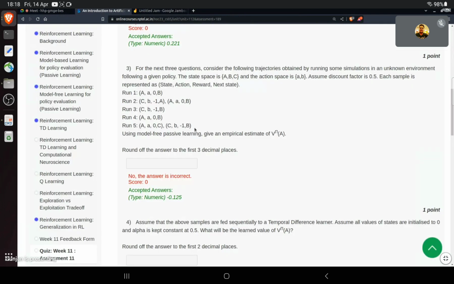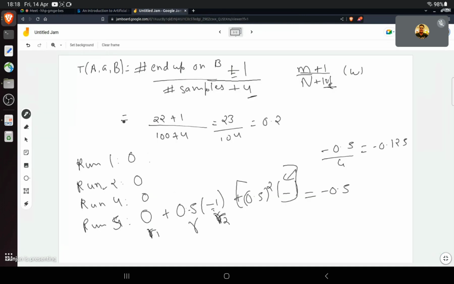If we had a reward at run 1, then the same procedure is applied. If we had a reward in any of the runs except run 5, let's say we have a reward of minus 1 in run 1, then it would be minus 1.5 divided by 4.